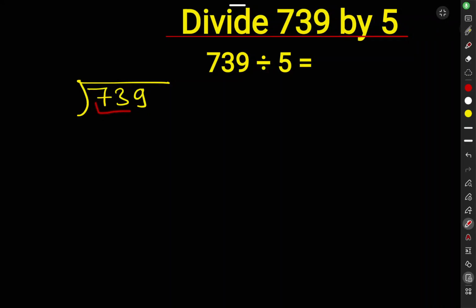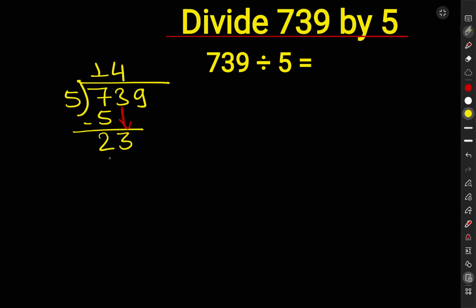Divide 739 by 5 in a long division method. 5 times 1 is 5. On subtracting we get 2. So now we put down this 3 and it is 23.